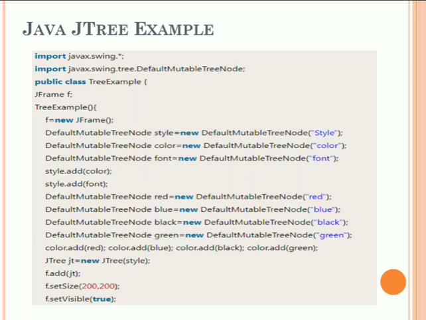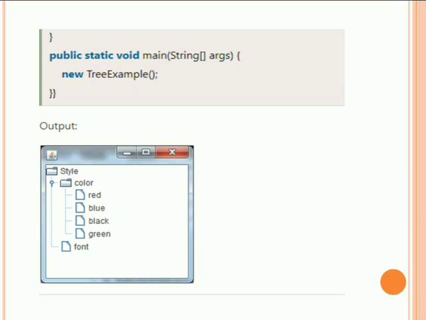jt is equal to new tree style, f.add(jt), f.setSize(200), we are setting the size of that particular tree, f.setVisible(true). Public static void main(String[] args) and new tree example. How the output of it will appear: style, then color, then red, blue, black, green, and then font.